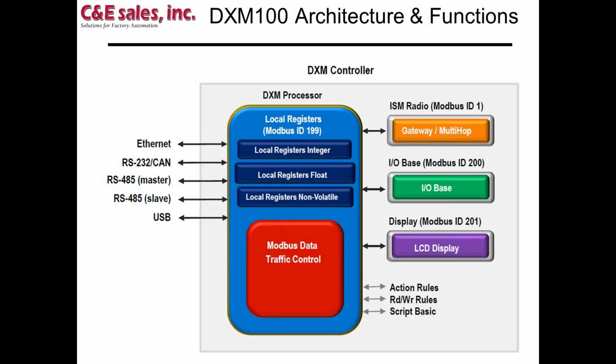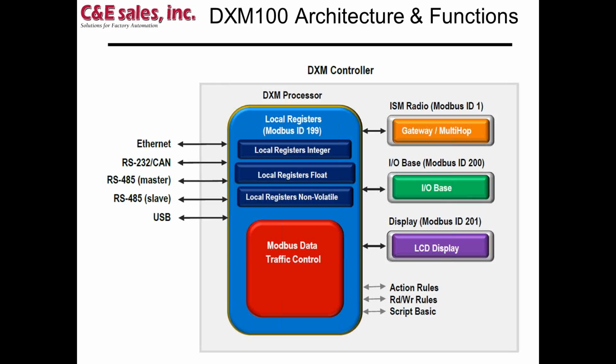A little bit about the architecture. Everything in Banner Wireless, or at least from an I/O standpoint, is based on Modbus communications. So the DXM processor has local registers in Modbus slave ID 199. These local registers can be integers or floats, and there isn't a range for non-volatile. So basically everything passes in and through these local registers. So you've got this gateway or multi-hop radio at Modbus ID 1 that brings in the radio network, and you need to read that into the local registers if you want to do any kind of massaging of that data.